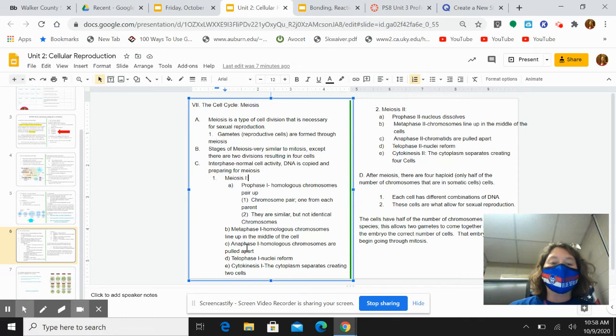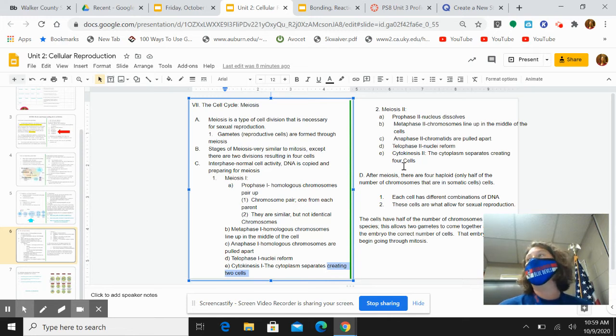So we are going to skip over all of those steps that tell you the exact thing that we just talked about, except all the way at the bottom in letter E, cytokinesis. The cytoplasm separates, creating 2 cells. Highlight that. So at the end of meiosis 1, you have the same thing you have at the end of mitosis. Same exact process, same exact results. However, we're not finished yet.